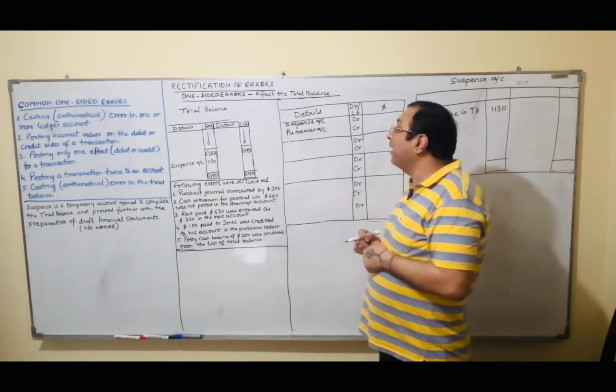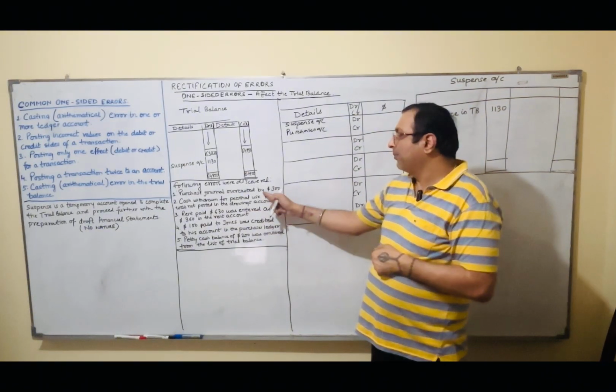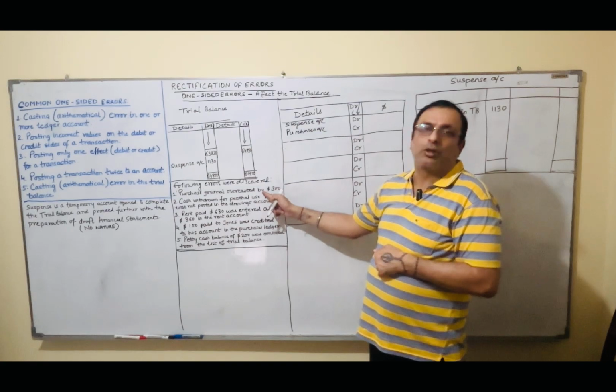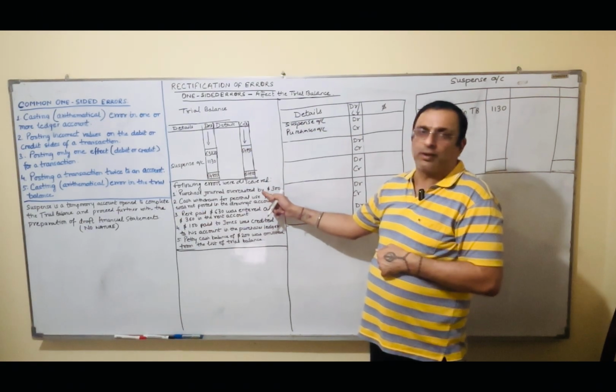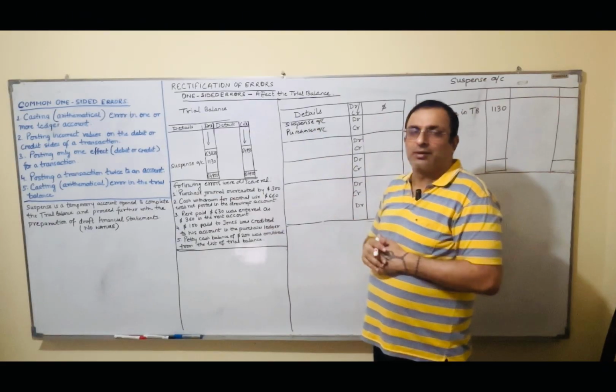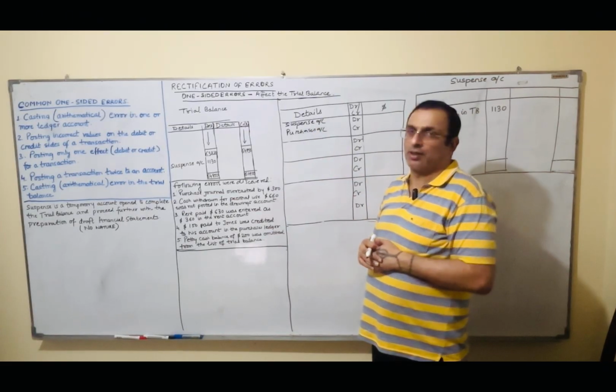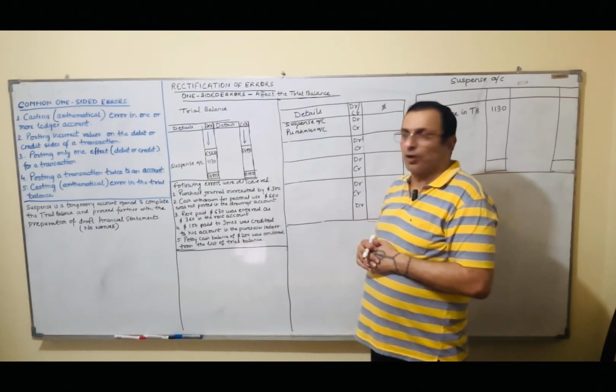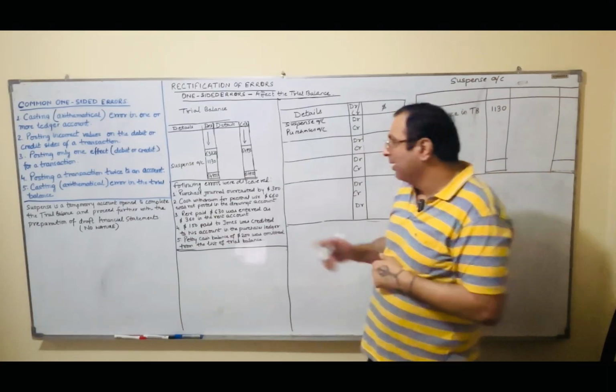And we do not know why it is more. Overcasted by 300. Why? Which amount I have written twice? I do not know anything. So, when I do not know anything, I use suspense. Suspense account debit, purchase account credit, to rectify. I hope it's clear, guys. Let's move to the next one.